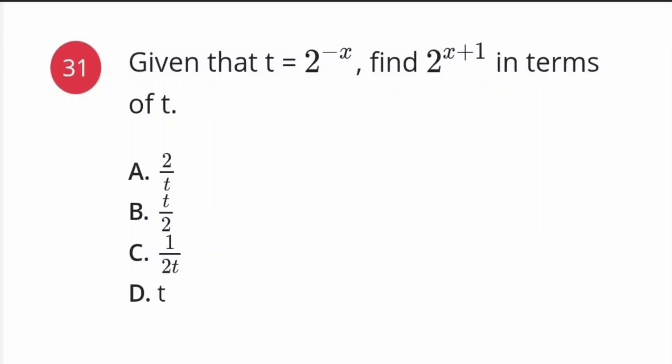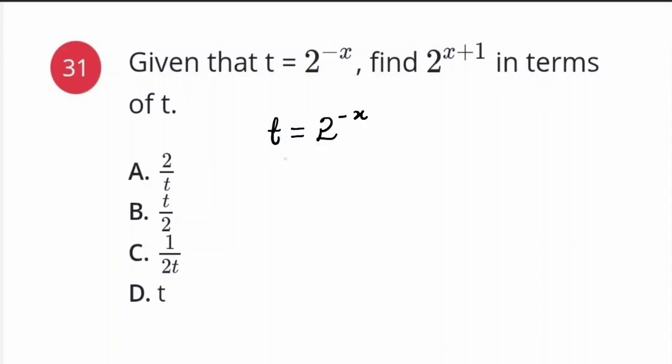The question says that given that t is equal to 2 exponential x, we should find 2 exponential x plus 1 in terms of t. Our final expression will be in terms of t. We are given that t is equal to 2 exponential x. If this is given, let's manipulate this first and foremost.